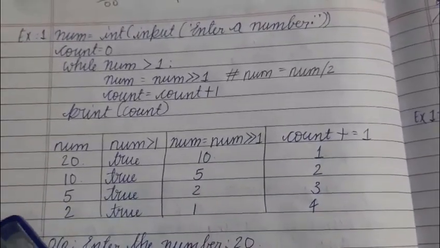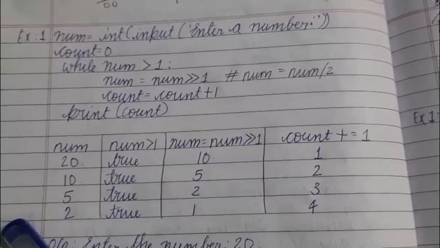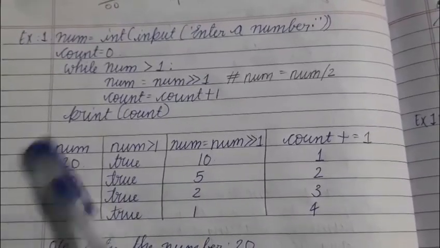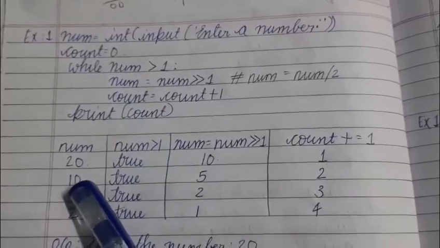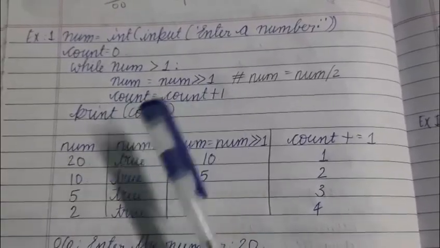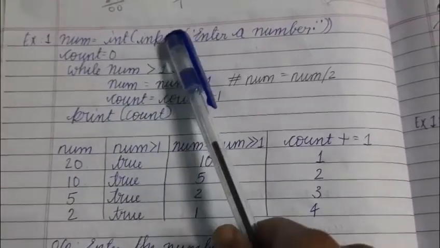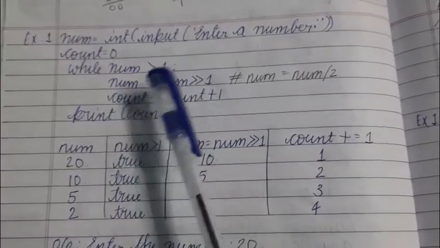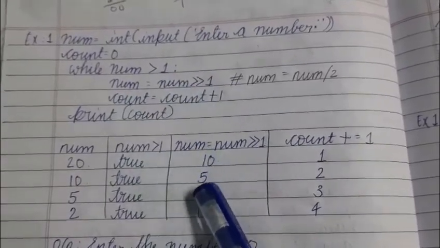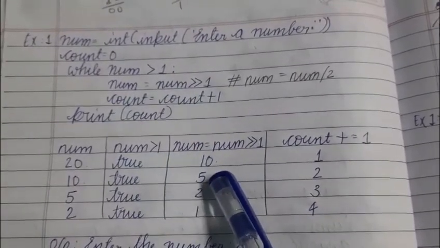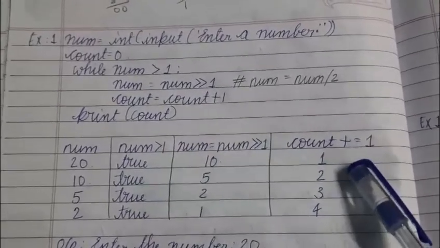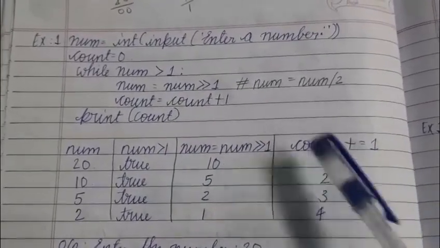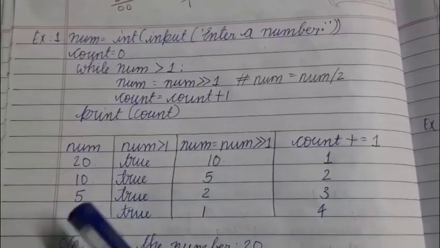completed. And after each iteration we have to check the condition again. Here num is equal to 10, which is greater than 1, so the condition becomes true. So we go inside the loop, perform the right shift, which gives the value 5, and it will be stored in num, and we increment the count to 2. Count becomes 2, and the second iteration is completed.